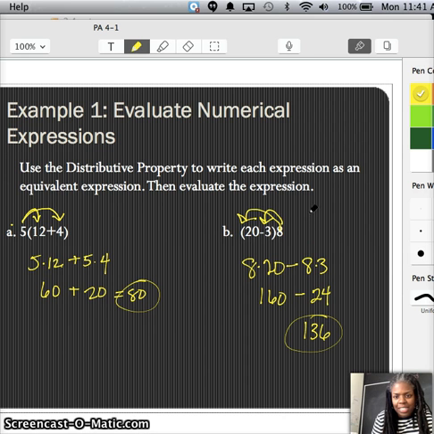And I could have probably done this differently. 20 minus 3 is 17. 17 times 8. 8 times 7 is 56. Carry your 5. 8 times 1 is 8, plus 5 gives me 13, so 136. We get there as well.